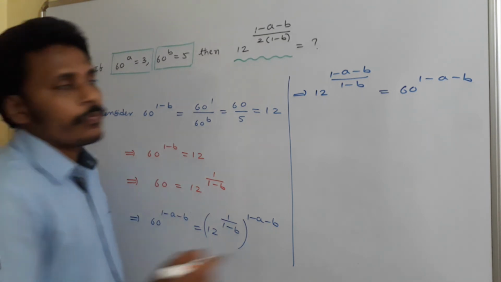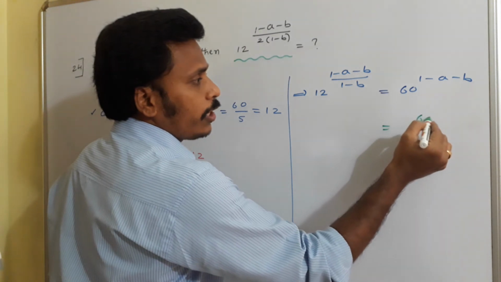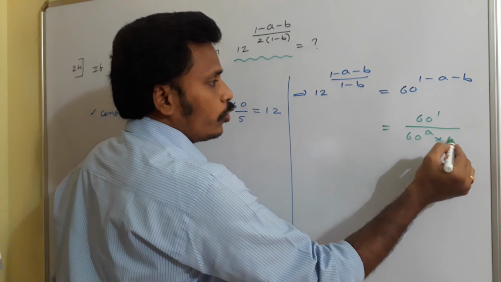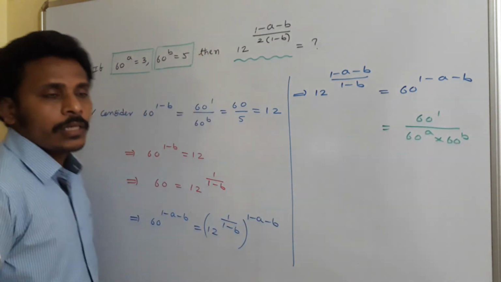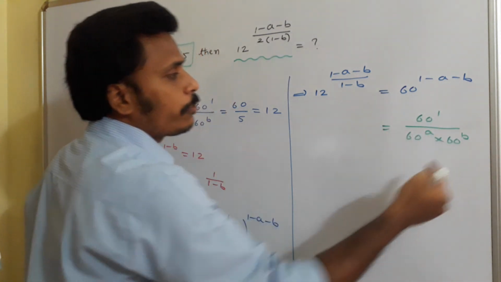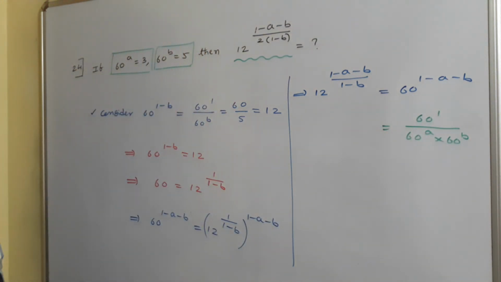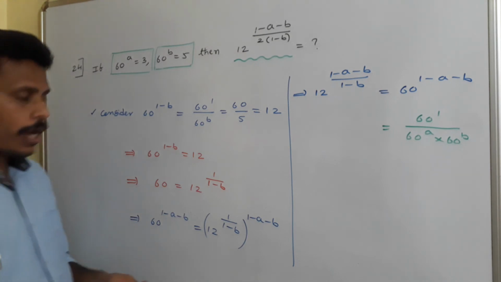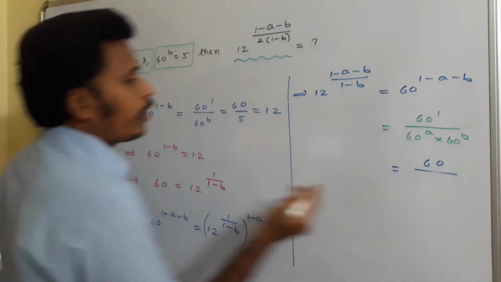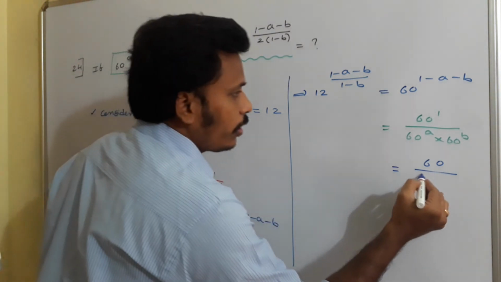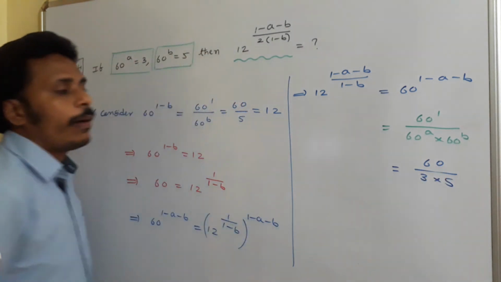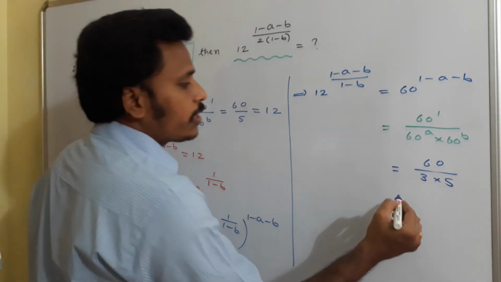How to simplify? This is equal to 60 to the power 1 divided by 60 to the power a into 60 to the power b. Since here I have minus a and minus b, you need to write like 60 power a and 60 power b, just as we mentioned in 23a. And now this is equal to 60 power 1 is 60, 60 power a, its value is given as 3, 60 power b, its value is given as 5. So 60 by 3 into 5, 15, and that is equal to 4.